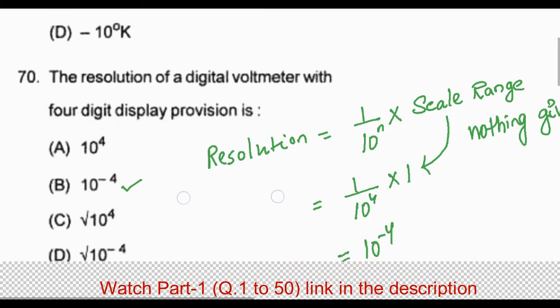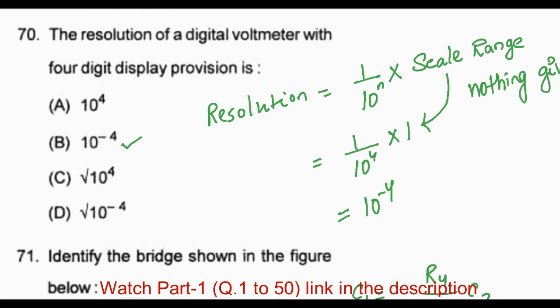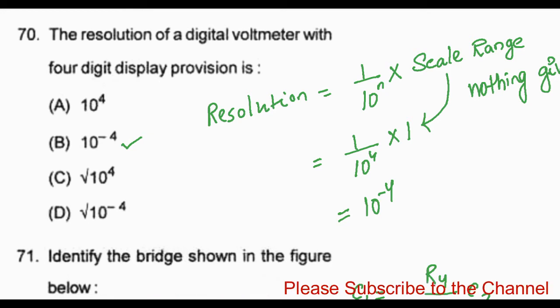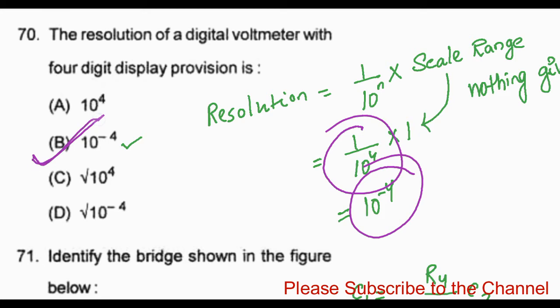Next problem is the resolution of a digital voltmeter with 4-digit display provision. So resolution is equal to 1 by 10 to the power n into scale range. As nothing is given for the scale range, we can take it as 1, and this will be 1 by 10 to the power 4, and this will be 10 to the power minus 4. Option B is the correct answer.